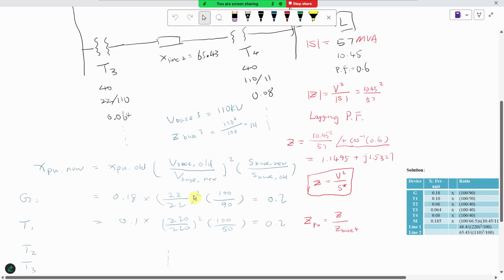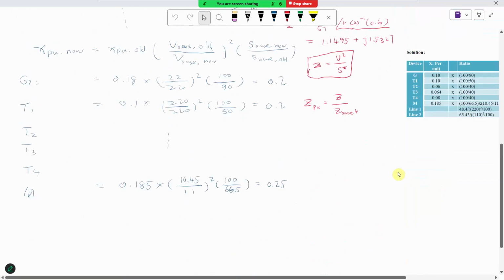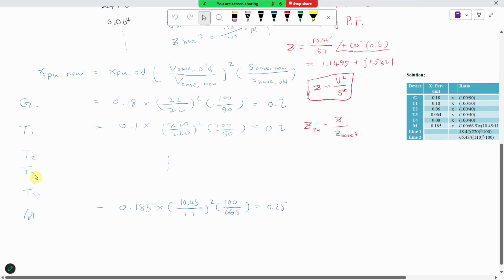For this term, squared is still 1, but the new base is 100. The old base is 90. So the ratio is 100 over 90. So 0.18 multiplied by that, you get 0.2. Same thing here. The new base across everything for the power is 100. The old base for T1 is 50. So that's why we have this new ratio. Same thing happens for T2, T3, T4.